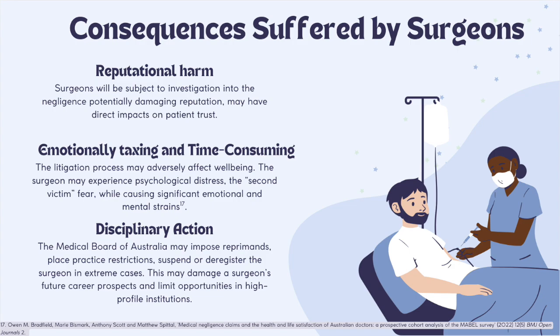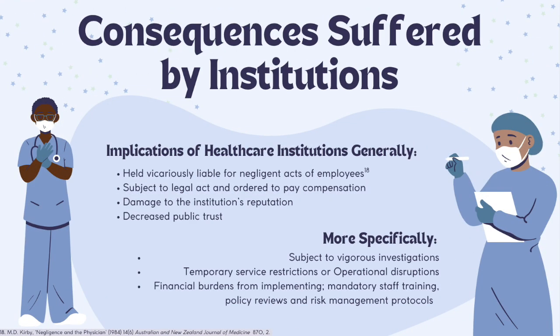These outcomes can severely impact a surgeon's ability to practice, with potential employment terminated and limited opportunities within high-profile institutions. Medical negligence can also have significant implications for healthcare institutions, which may be held vicariously liable for the negligent acts of their employees. Where a patient suffers harm as a result of an employee's conduct, the institution itself may be subject to legal action and required to pay damages.